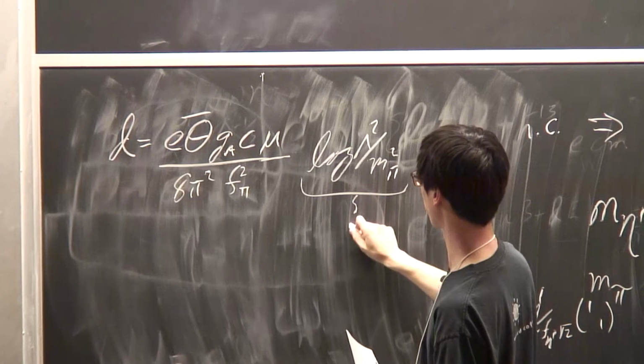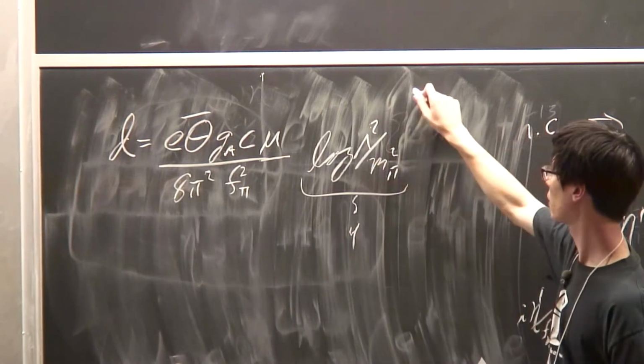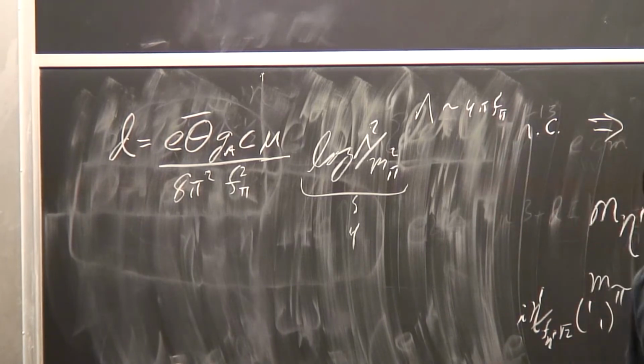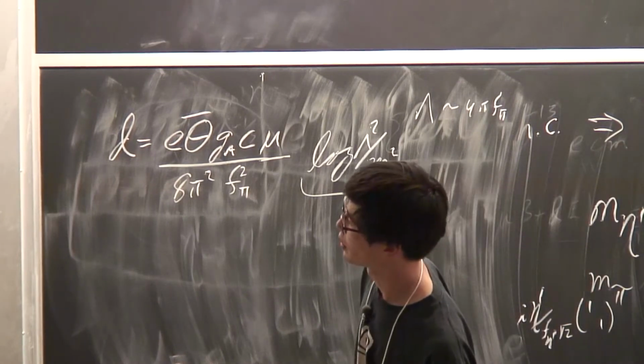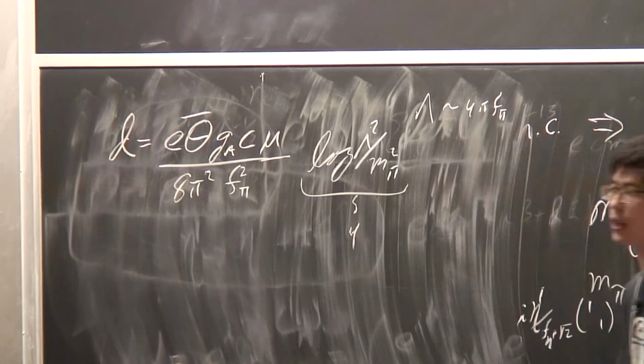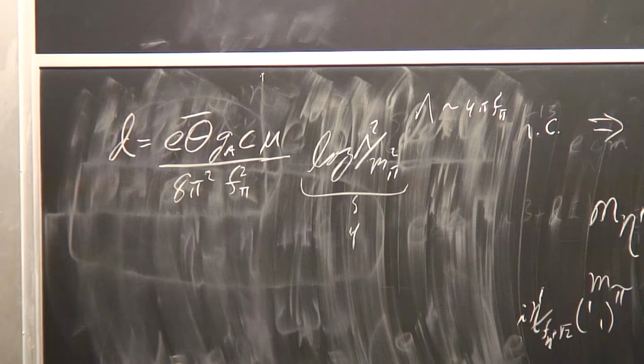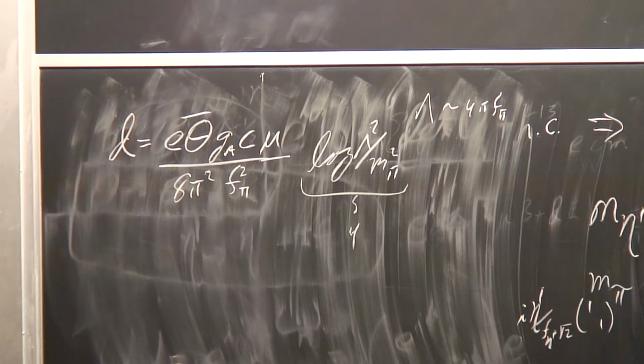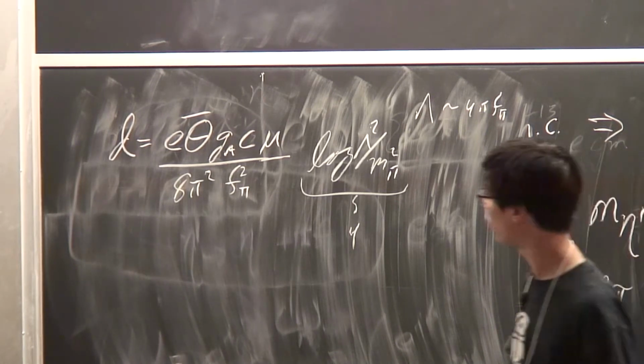This is of order 4 pi f pi because lambda is your UV cutoff. You can see what your UV cutoff is by looking at the kinetic term of your theory; it has a lot of high dimensional operators, and it breaks down at a UV cutoff of about 4 pi f pi. And you go through, plug in a bunch of numbers.